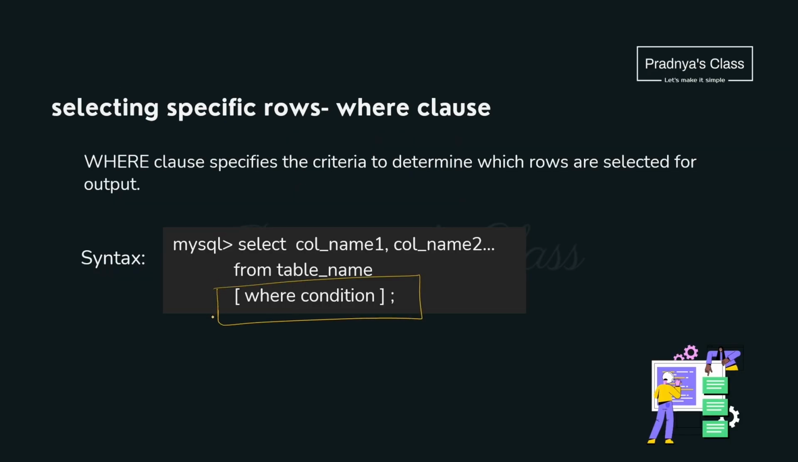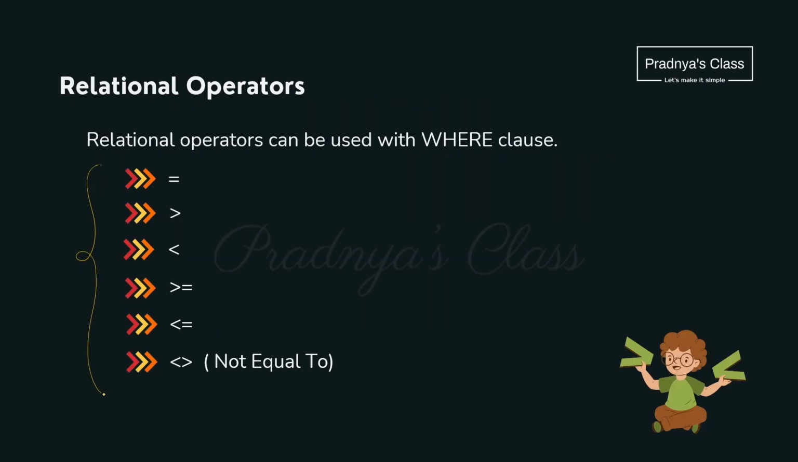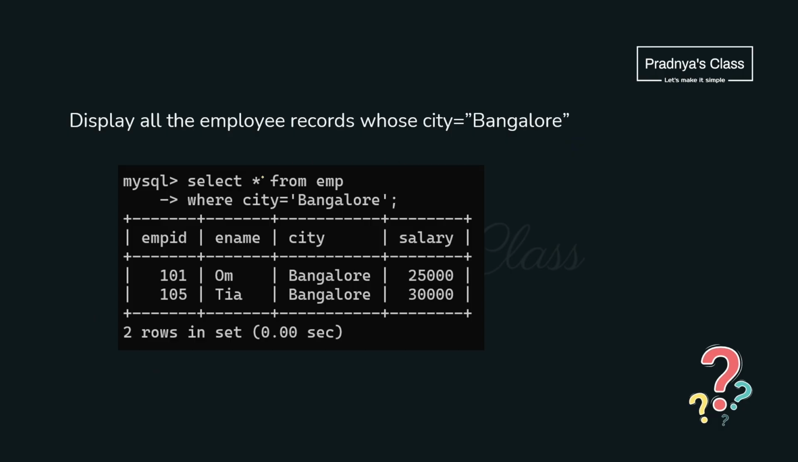This is very important if you want the selected data. For writing a condition with the WHERE clause, we can use these relational operators. These four operators are the same, only make a note of the equal to and not equal to symbols. So let's try one. We want all the columns but for city Bangalore. So we are writing SELECT * FROM table name WHERE city = 'Bangalore'. Look at the records, only those records got displayed whose city is Bangalore.